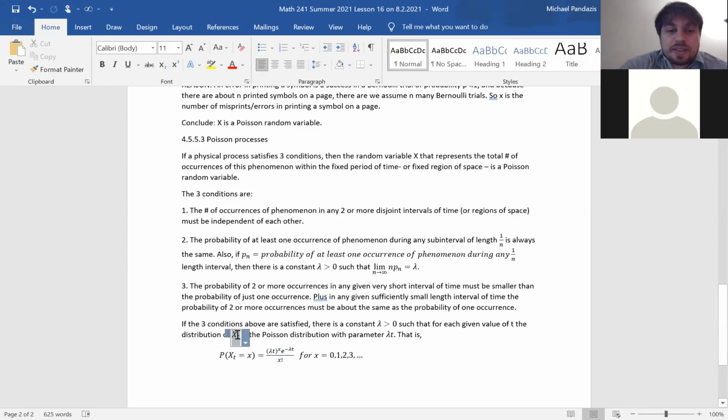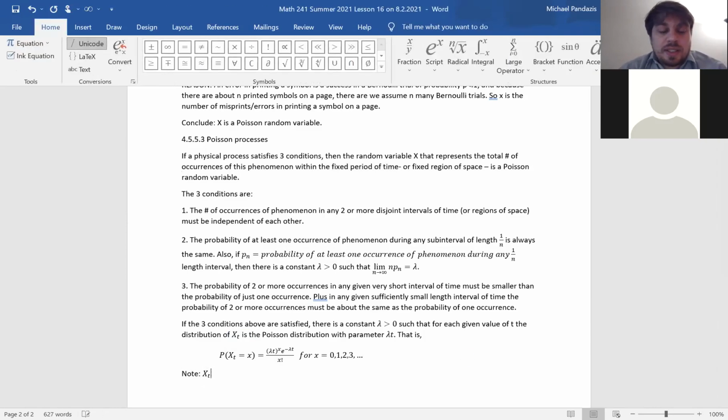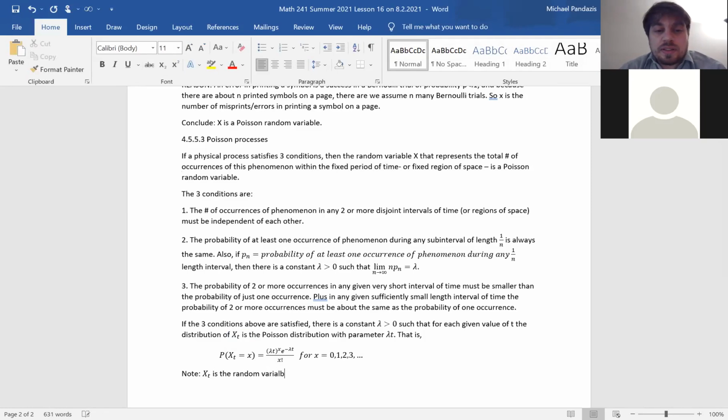Okay, this x sub t is the random variable that represents the total number of occurrences of this phenomenon within a fixed period of time. That fixed period of time is represented by t, right? The length of this interval. So note that x sub t is the random variable representing the total number of occurrences of this phenomenon within a fixed interval of time of length t.